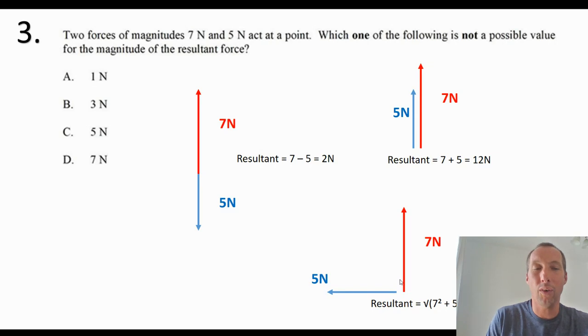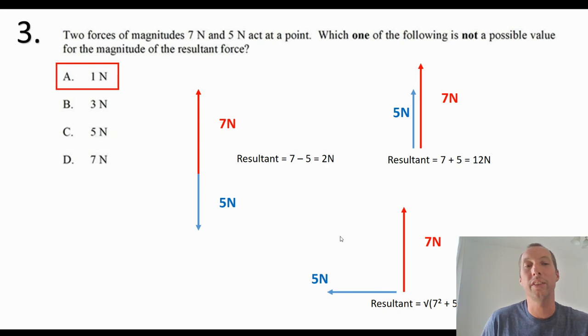So therefore, the answer to this is going to be 1 newton. It's not possible for the resultant force to ever be less than 2 newtons. I could set it up at certain angles to make it 3 newtons, 5 newtons, 7 newtons, but it would be impossible to get it to be 1. So you didn't need to do the maths here like in this third one. You just had to realize that the smallest value you can possibly get is 2 newtons, from one force subtracting from the other.